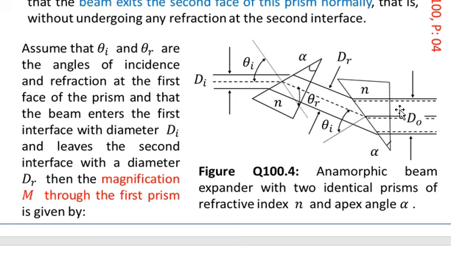And you can see that here we have the dotted line and the solid line, that is, the horizontal beam shown as the dotted line and the vertical beam shown as the solid line. Both beams have the same diameter equal to d naught. Alpha is the apex angle of each prism and n is the refractive index of the prism. And the caption of this figure 4 is: anamorphic beam expander with two identical prisms of refractive index n and apex angle alpha.